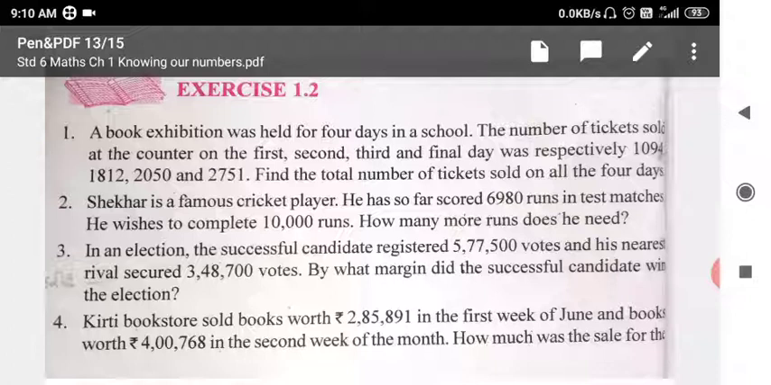In the previous lecture we discussed exercise 1.2 and calculated 5 questions, related to addition and subtraction. Now today we will see multiplication and division. So let's start today's questions.